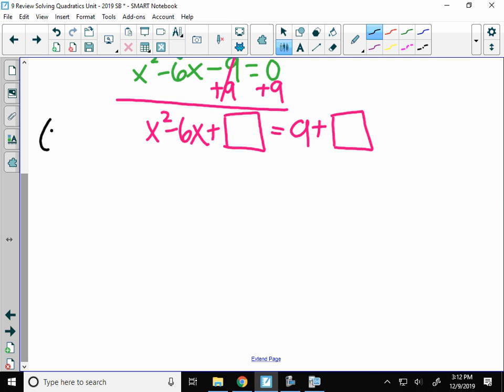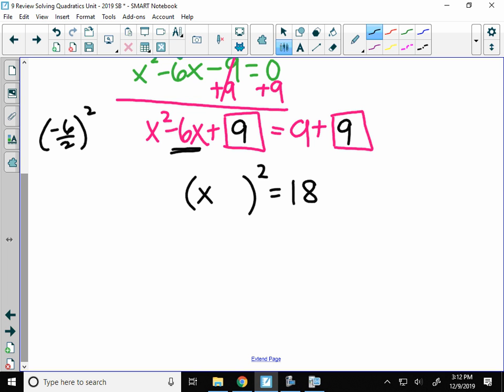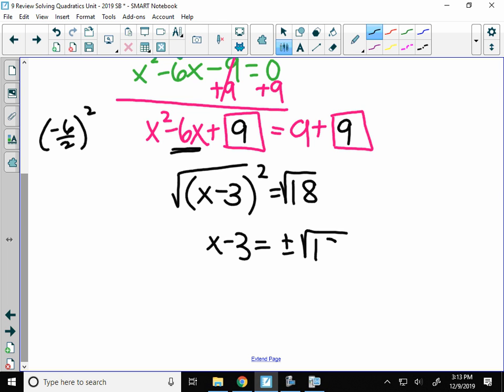All right, I take half of b and square it. So that's negative 3 squared, which is 9. The right-hand side becomes 18. The left-hand side, I have two factors that are the same, and you always fill in the x after the x with half of that middle term. So I'm going to square root both sides. x minus 3 equals, in front of the square root, I always put a plus or minus.